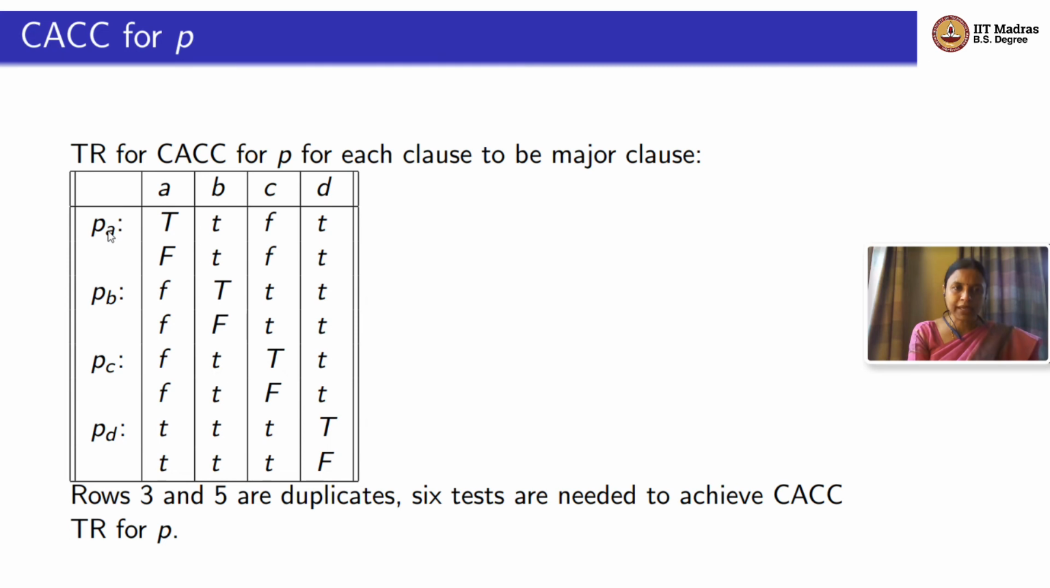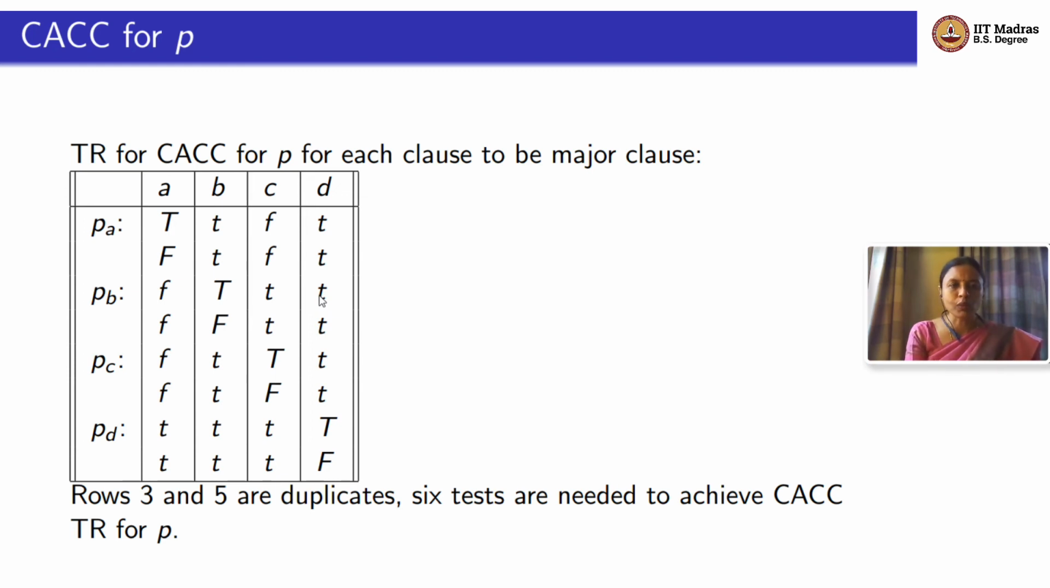So in the first case, PA, with A being the major clause, A is true once, A is false once. For correlated active clause coverage criteria, if you work it out, you can assign B, C and D to be true, false and true respectively. Similarly, when B is the major clause and PB is the conditions under which B determines the predicate, the column for B becomes true once and false once. And I have assigned A false, C true and D true.